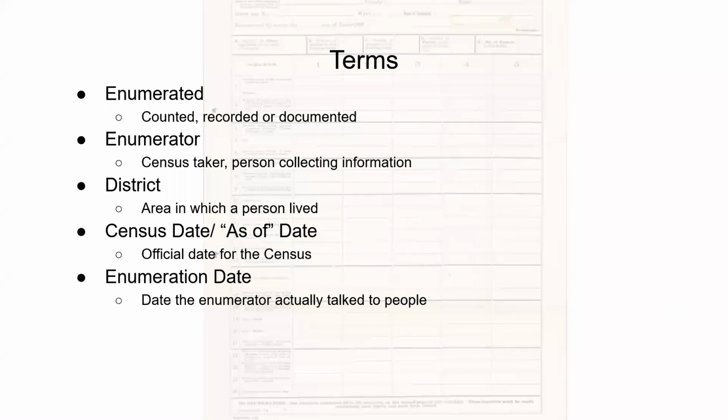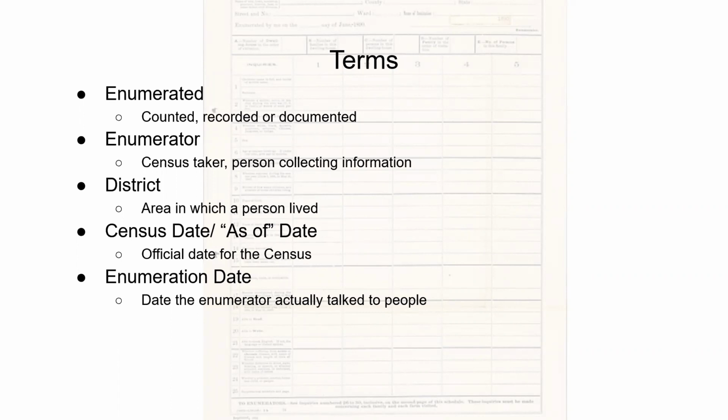So there's a few terms we need to understand as we're going through census, different forms of censuses. Enumerated means it was counted or recorded or documented. Enumerator is the person doing the counting and the recording. District is where people live. The census date is also the as-of date. This was the official date of the census.